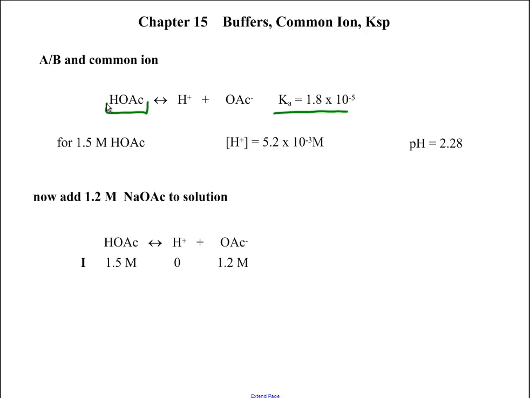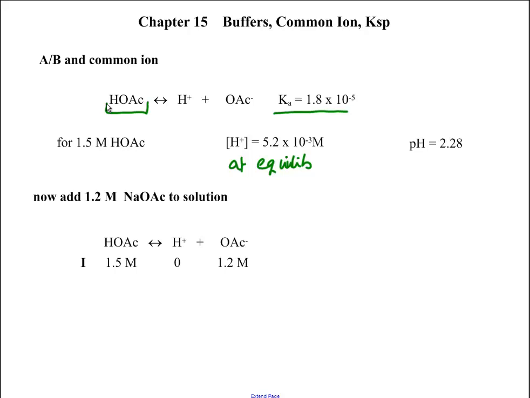If we start with a 1.5 molar solution of acetic acid, and go through the equilibrium process, what we find is we have a hydrogen ion concentration at equilibrium of 5.2 times 10 to the negative 3 molar, and that gives us a pH of our solution of 2.28.